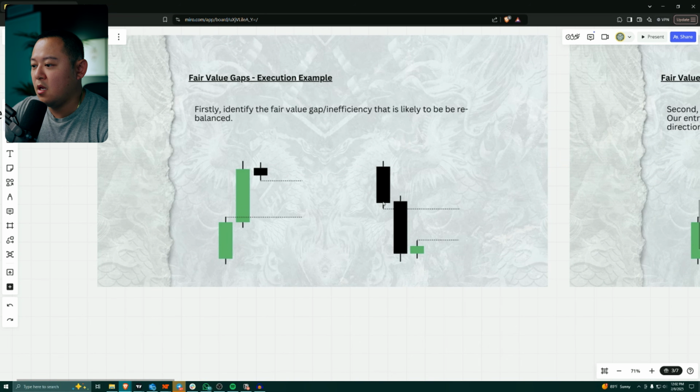And vice versa, as a bearish fair value gap, when we trade higher into that fair value gap, that becomes an entry point.